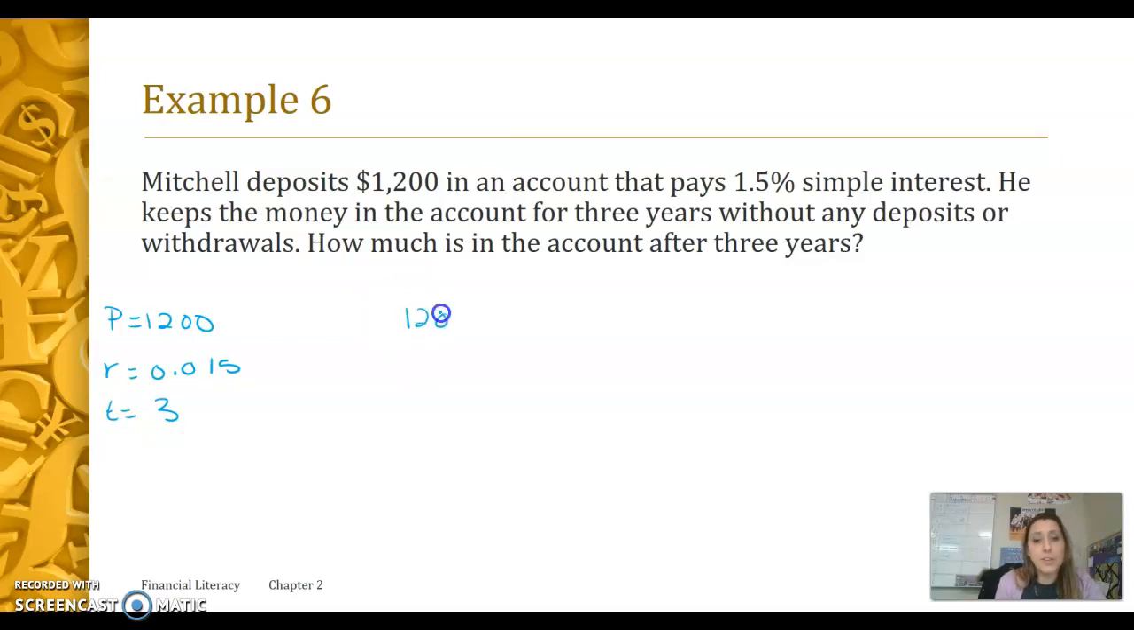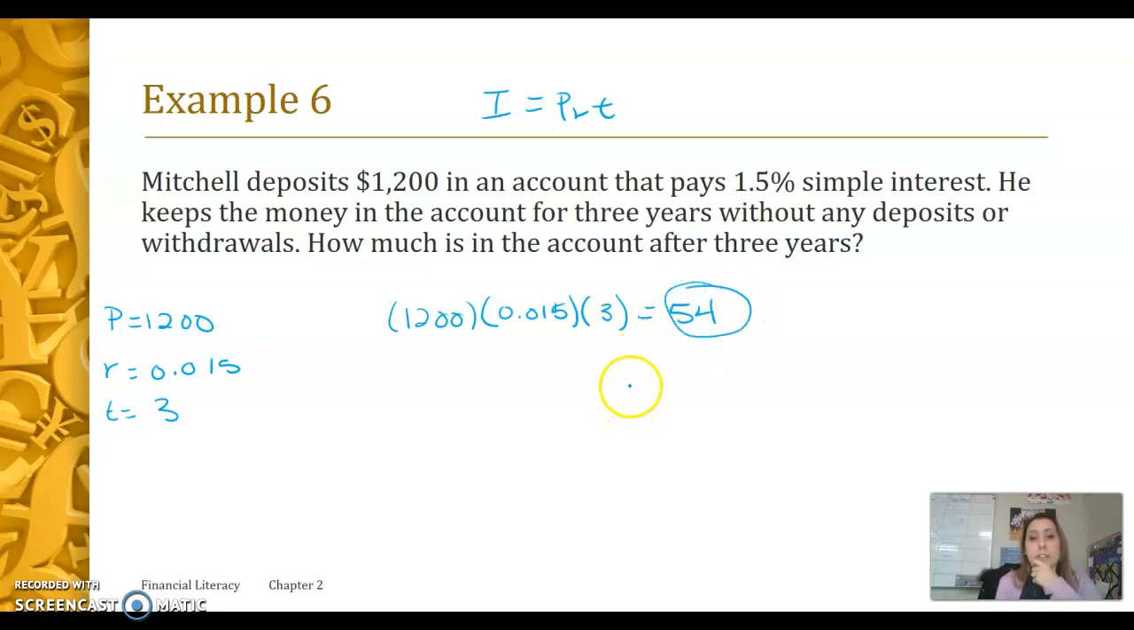Then we're just going to plug all of that in. Remember, our formula is I is equal to PRT. So there's my P, 1,200. My rate is 0.015. And the time, 3. And I think you get $54. So that is just the interest. But the question is asking, how much is in the account after 3 years? Well, it doesn't make sense that if I originally deposited $1,200 and I didn't make any deposits or withdrawals, I'd only have $54 if that's what it's earning.